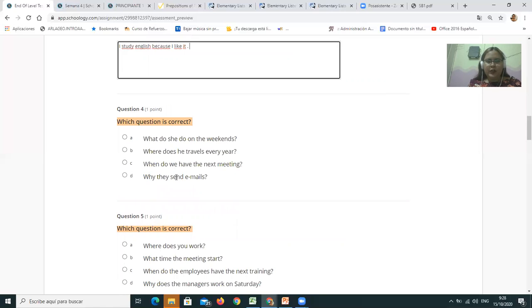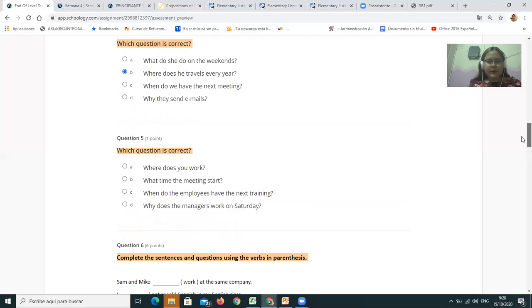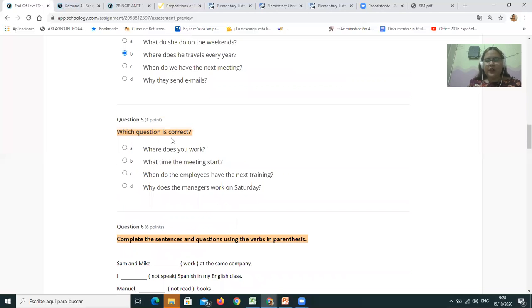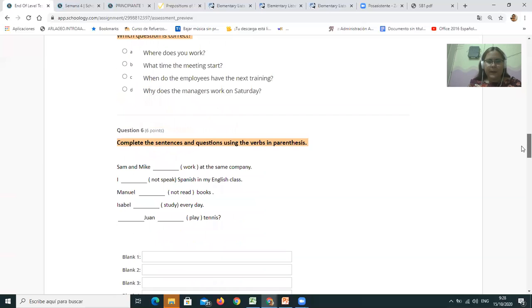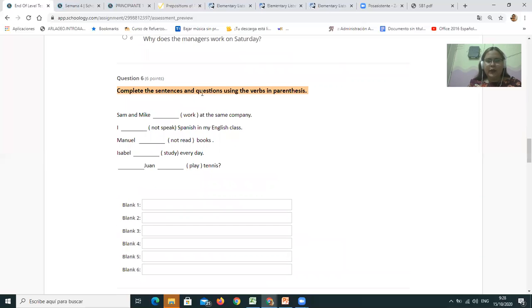Then, which question is correct? Look at the questions and choose the correct one. Choose the correct question. ¿Qué pregunta está bien hechita? Choose the correct one. Aquí es lo mismo. Which question is correct? Selecciona la pregunta que está correcta. Luego dice, complete the sentences and questions using verbs in parentheses. Sam and Mike, y en paréntesis I have work. Sam and Mike, y aquí voy a escribir la forma del verbo. Work, si es por dos personas, right? If it's only one, works with S. And like that. Y así vamos completando los espacios, ¿ok?